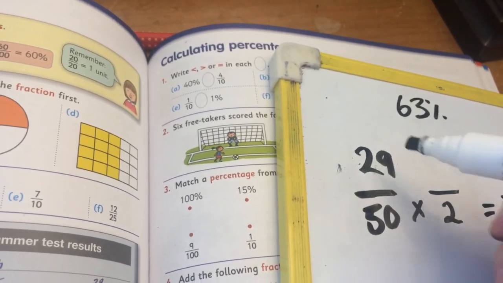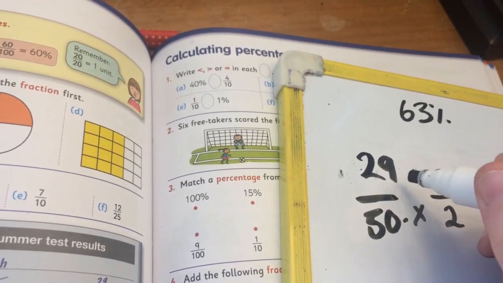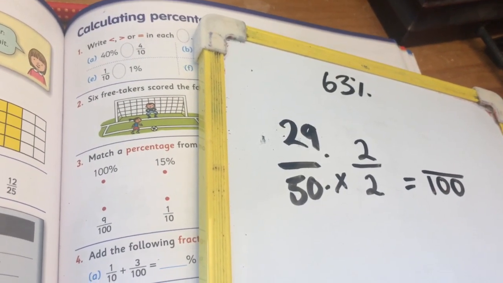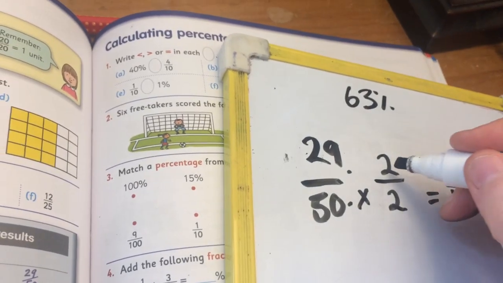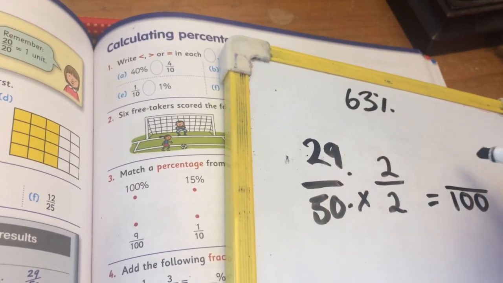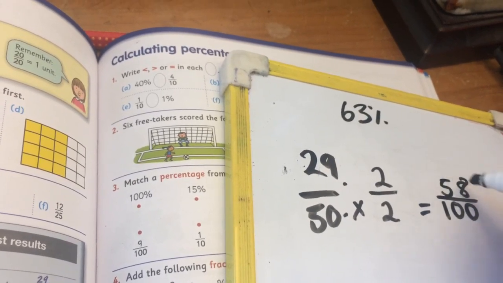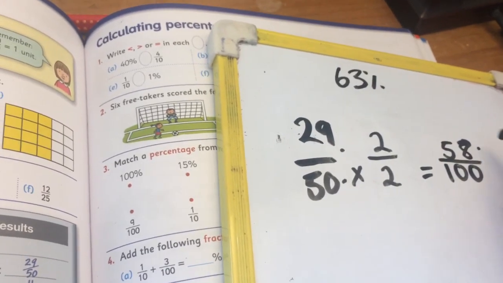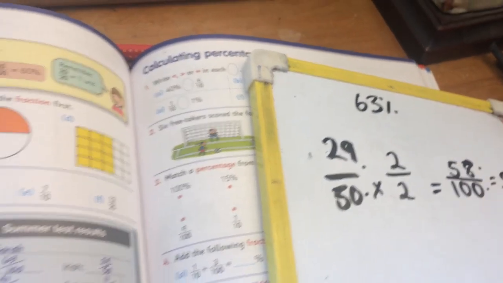Next, 29 multiplied by 2, because what we do to the bottom, we have to do to the top to keep it the same fraction. So 29 multiplied by 2 is, what is it? 2 nines are 18, so 2 twos are 4 and 1 is 5. 58. So 58 out of 100, which is 58%. So she got 58% in her Irish.